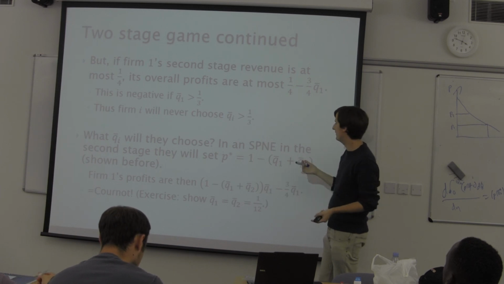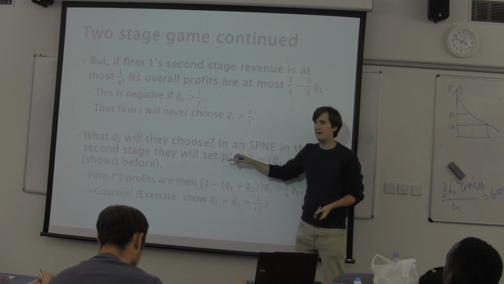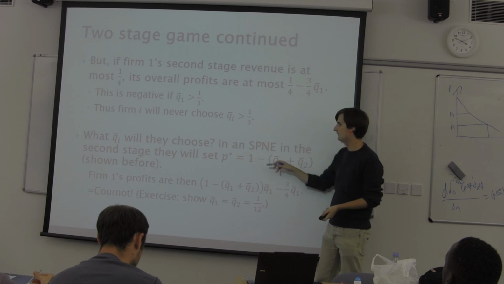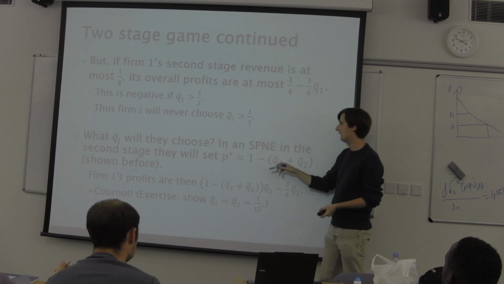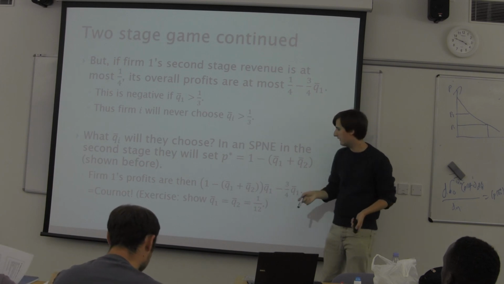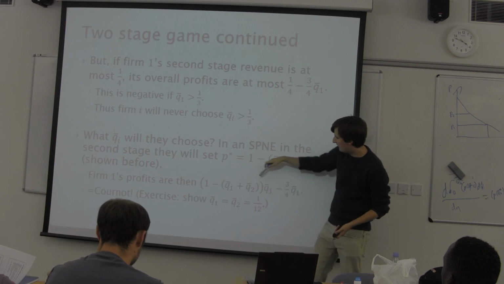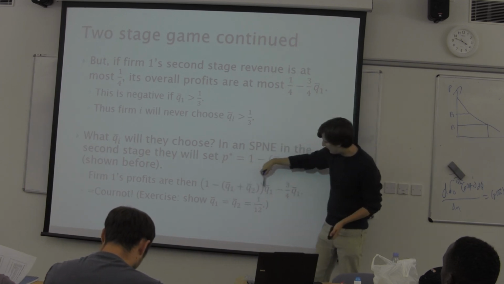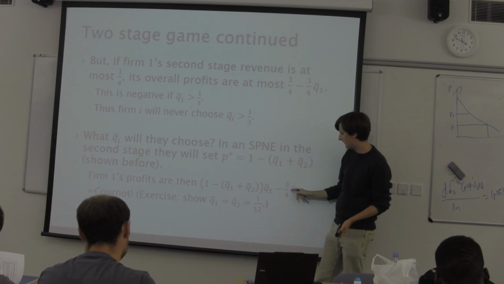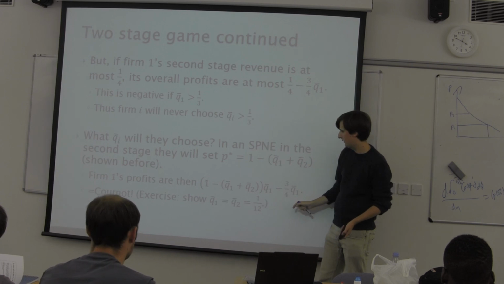What quantity will they choose? Well, remember that in this second stage game, we showed they wanted to set price as this expression. So what are their total profits? Total profits are the profits they make in the production period, which are their price times the quantity they're going to sell, which is going to be their capacity constraint, minus the cost of investing in that capacity.